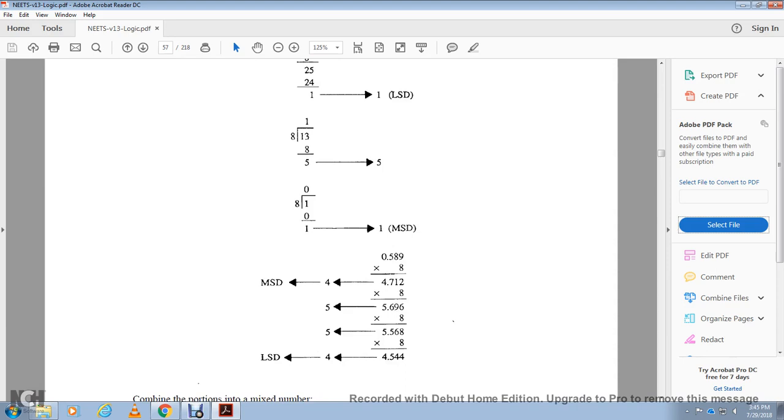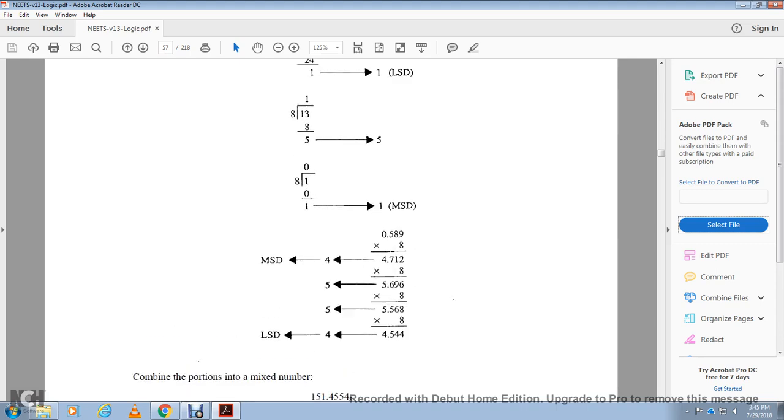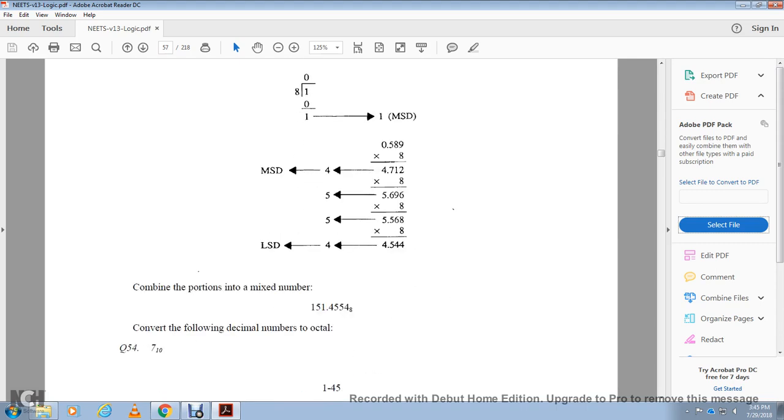For the decimals, you multiply by 8, so you'd have 4.72, which would be 4 times 8, then times 8 again, and so on. Your solution, the combined portion of the mixed number, would be 151 radix 454 base 8.